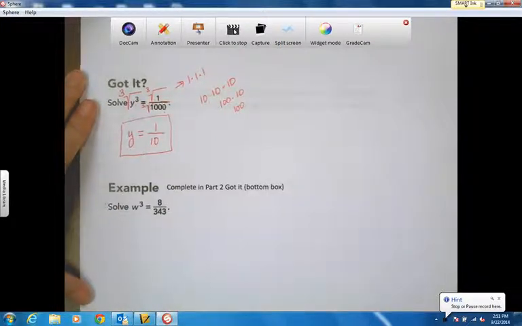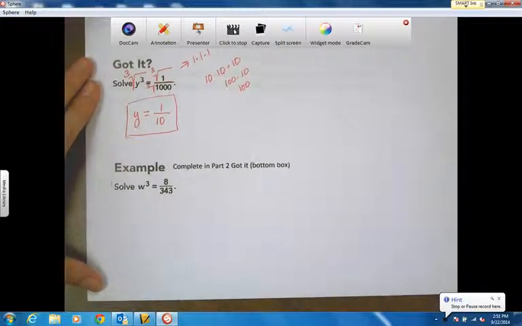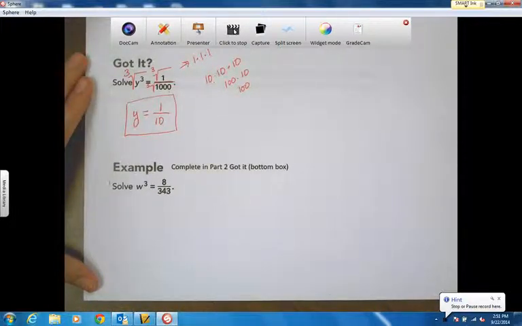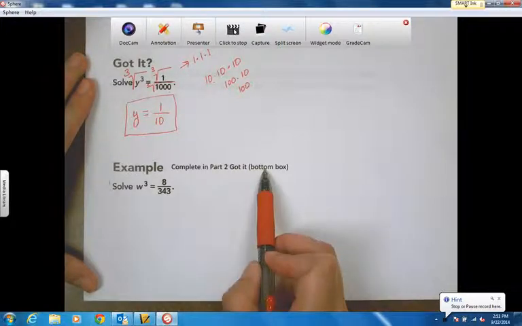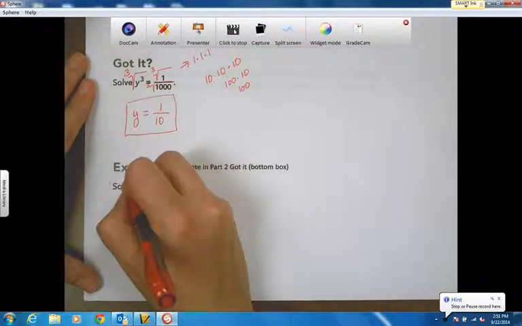Okay? All right, so looking at this one might be a struggle because you might not know what times what is 343. Make sure you're still in the same box, by the way, bottom box. Okay, so I'm going to take the cube root of this, the cube root of this, and the cube root of this. And I'm going to show you a little trick on your calculator.